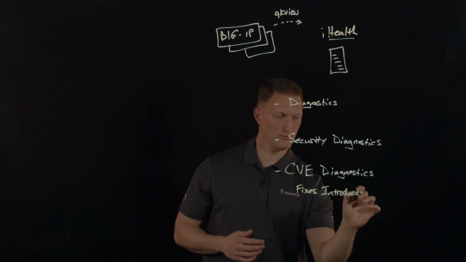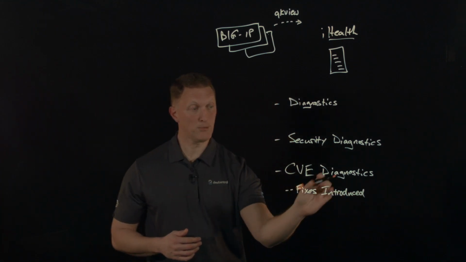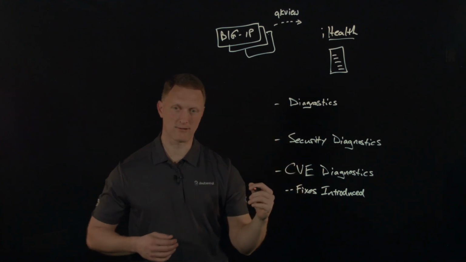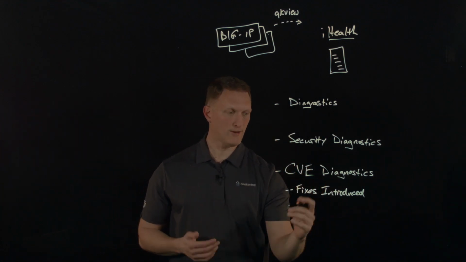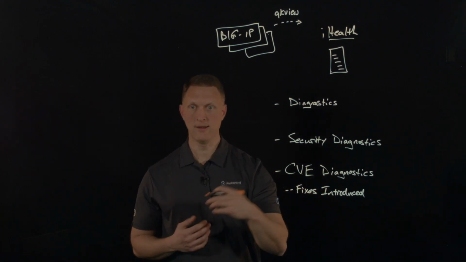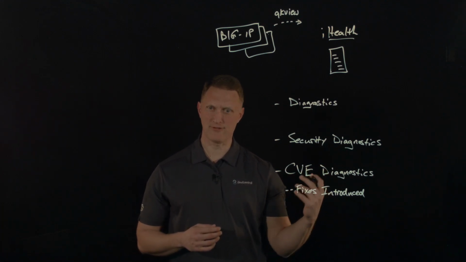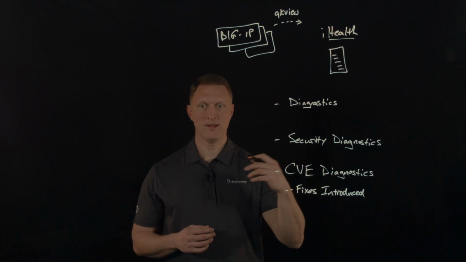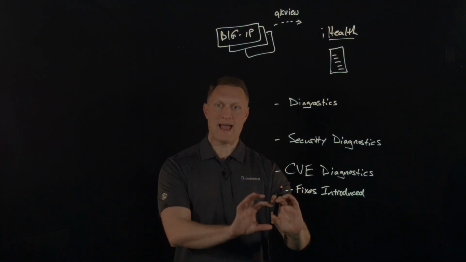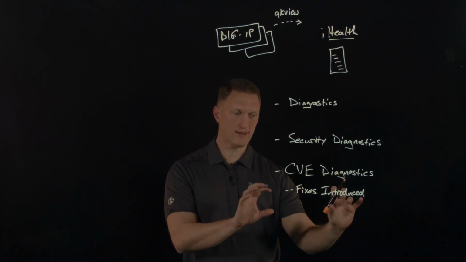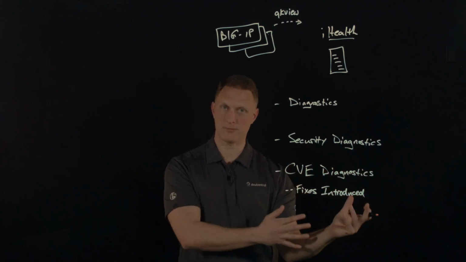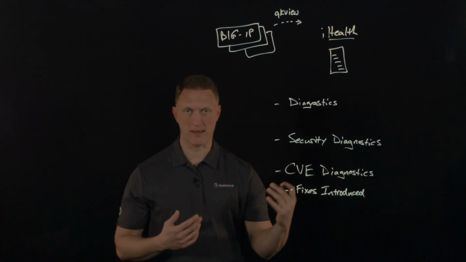So I'll just put introduced right there as kind of a little point underneath that, and it'll say things like, and I'll pick on that one again, I did a little research on that one. That one specifically has fixes introduced in Big IP version 14.1.2.7, Big IP version 15.0.1.4, 15.1.0.5, 16.0.1. So it gives you the actual specific fixes that have been introduced for that CVE for that specific version of TMOS or the Big IP system.